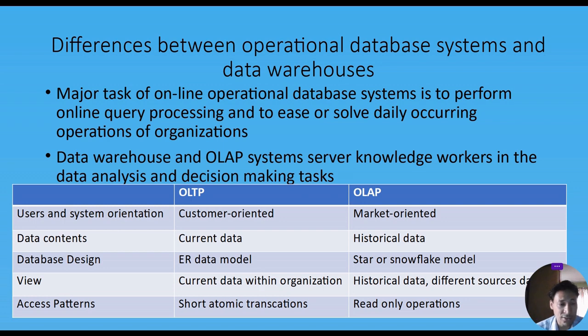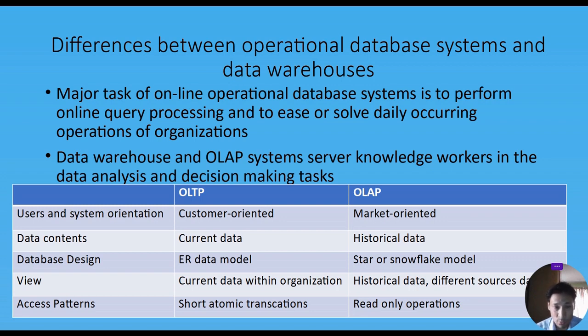First is users and system orientation. OLTP is basically customer focused. OLAP is market oriented. OLTP is constructed to help employees and customers in daily occurring tasks, but OLAP is developed to help decision makers such that they can make different strategies, such that they can have better marketing opportunity, such that they have better competitive advantage in the market.